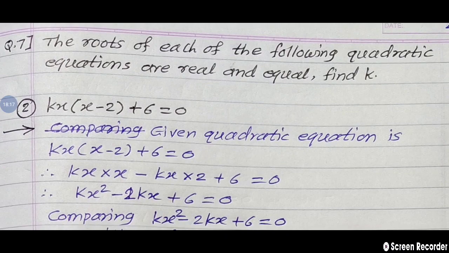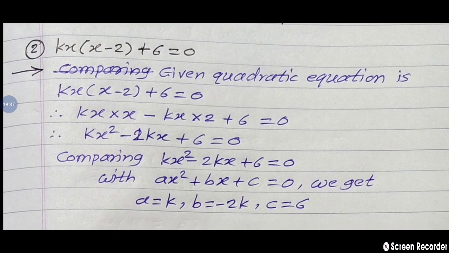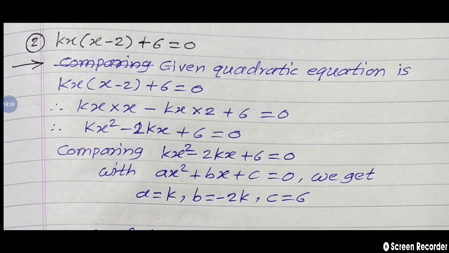The roots of each of the following quadratic equations are real and equal. The condition is given: roots are real and equal. So find the value of k. Two options are given in this question number 7. We are solving only option number 2. The first option is for your homework.